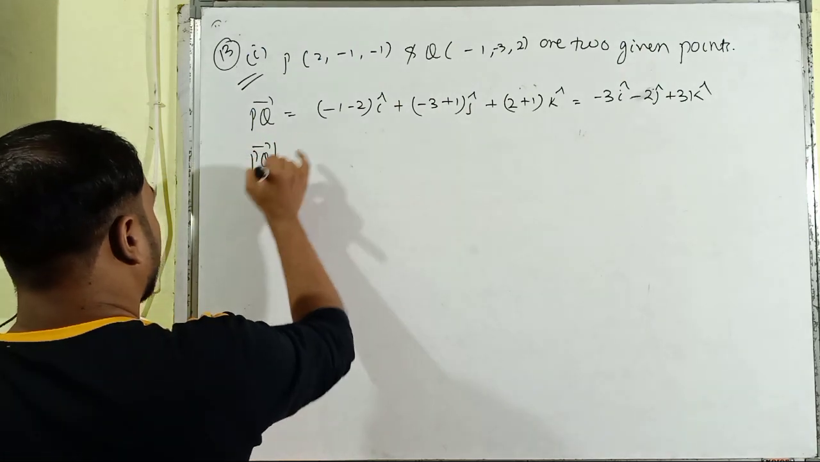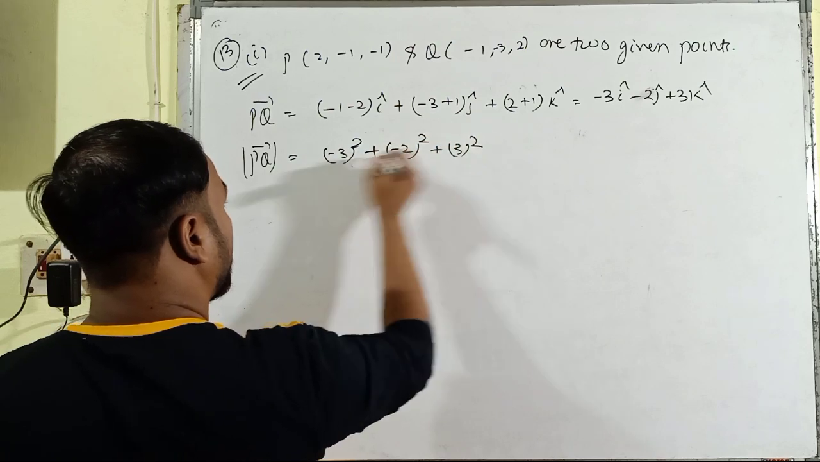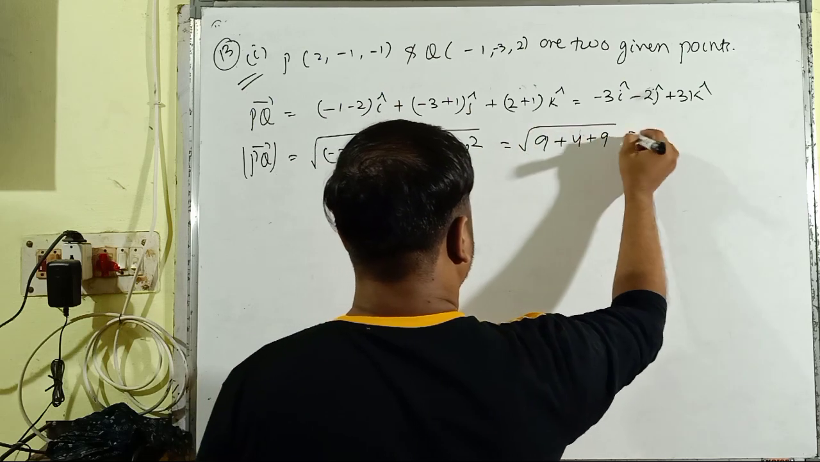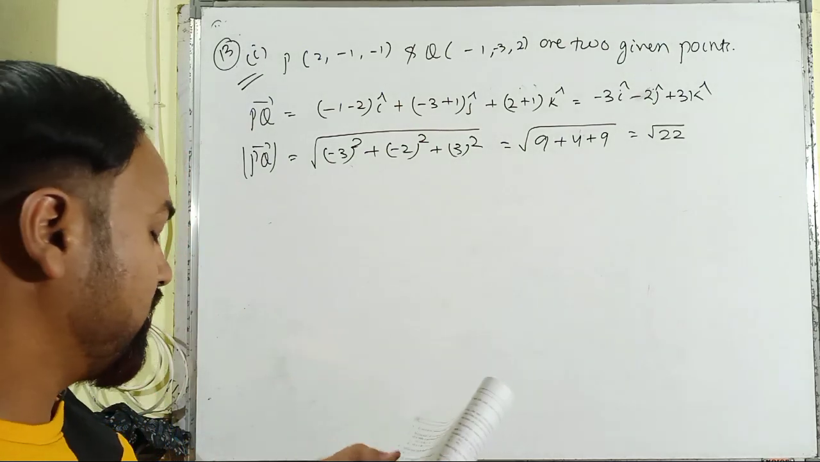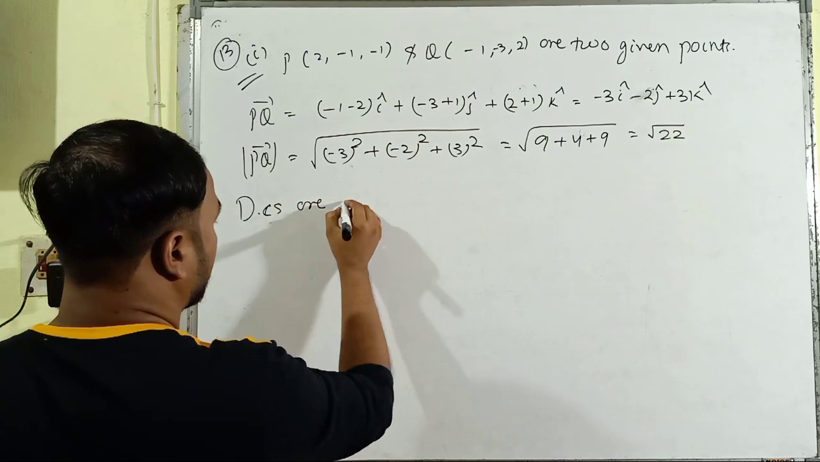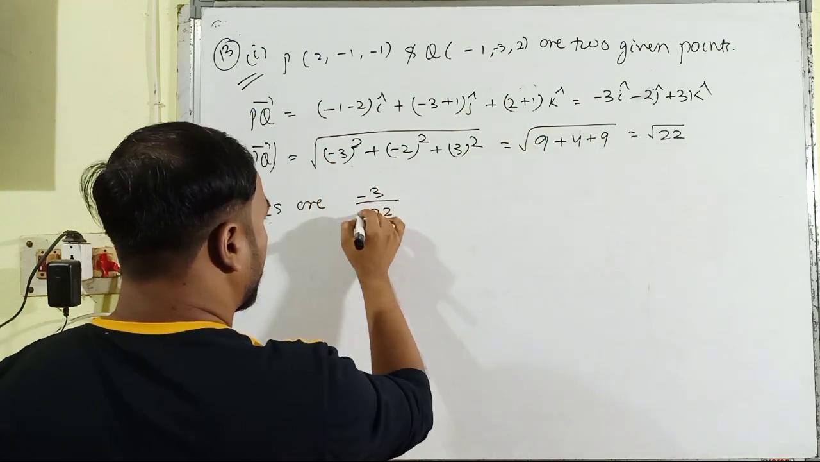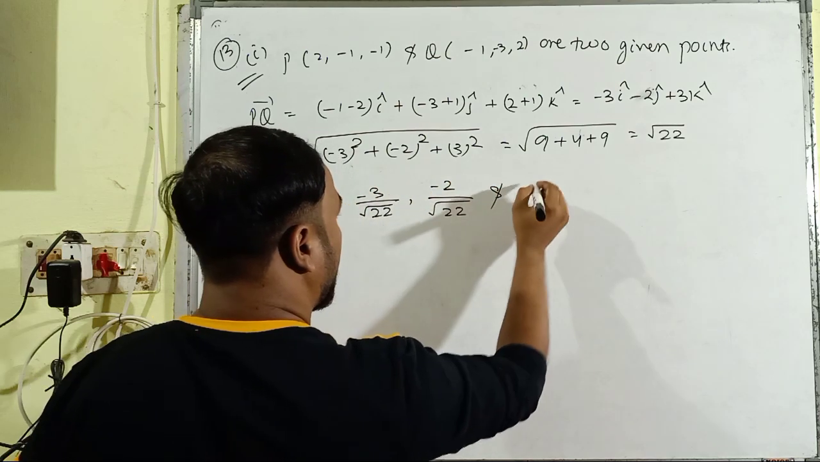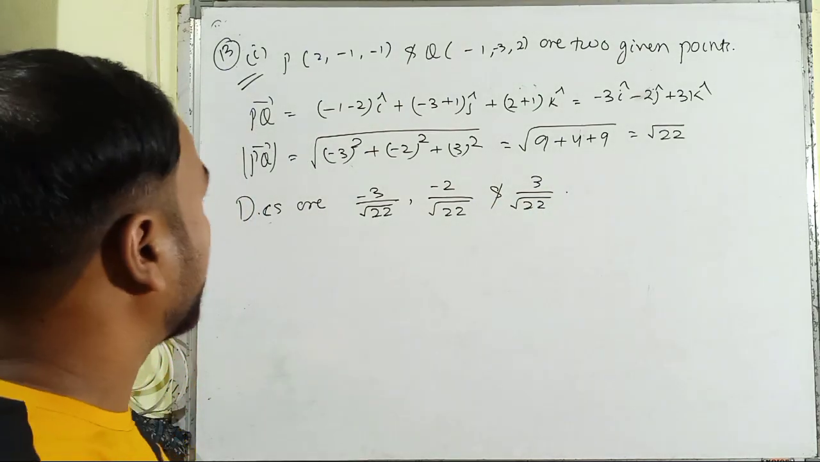So magnitude of the PQ vector is 9 plus 4 plus 9, and this is the square root of 22. Then we have to find out the direction cosines of the PQ vector. The direction cosines are: the first one is -3 upon square root of 22, the second one is -2 upon square root of 22, and 3 upon square root of 22. Just this is the solution of the given problem.